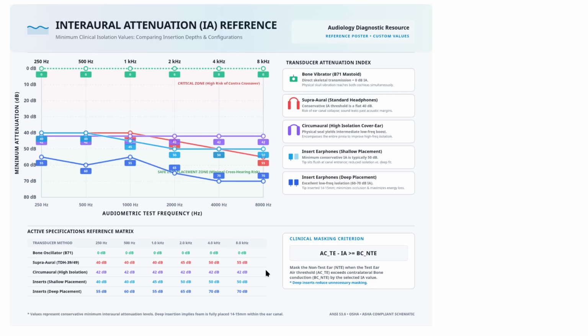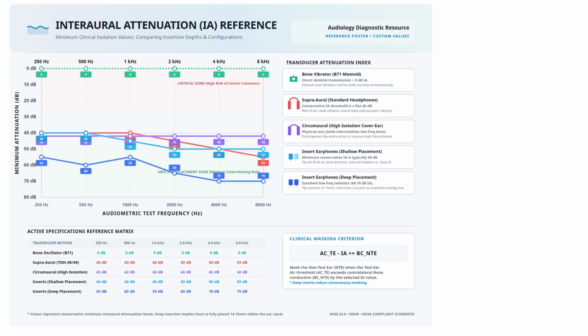And to let you know, the clinical masking criteria for air conduction masking is when air conduction in the test ear minus intraoral attenuation is greater than the bone conduction threshold in the non-test ear. That's how you know when to mask. That'll come up again and again in different ways, so don't worry about that too much right yet. So again, deeper insertion, the benefit there is it reduces the need for masking.